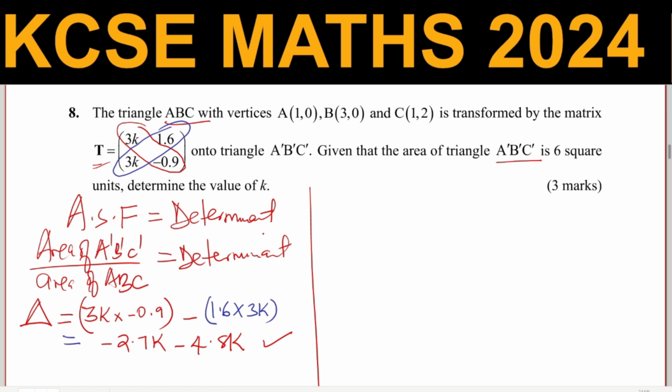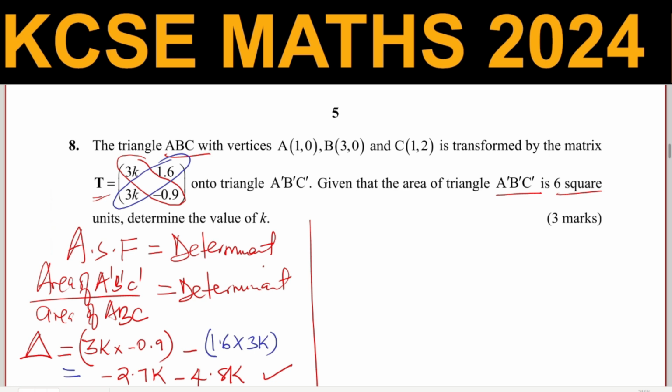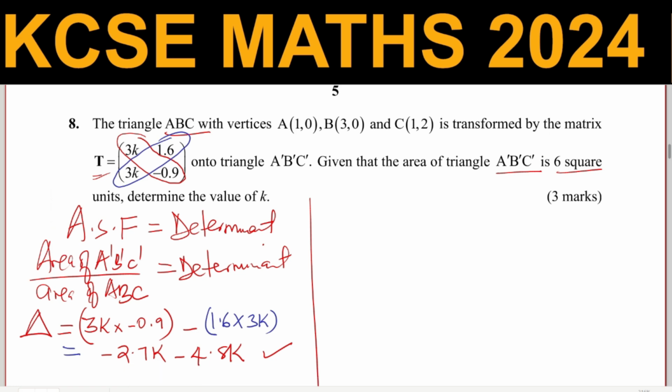Now once you get the determinant, let's check, do we have the area of the image? It is given as 6 square units, but we don't have the area of the object, but we do have the coordinates of the object. So carefully look at those coordinates, A(1,0), B(3,0) and C(1,2). There's something that you notice when you look at these coordinates carefully. Notice that this one forms a triangle where it is easier to get the base and the height. Let me sketch it so that you can see.